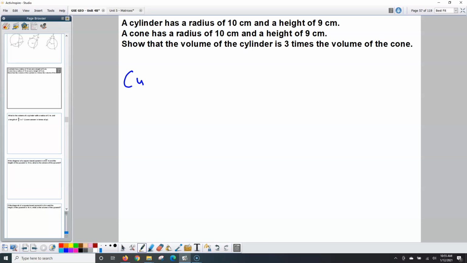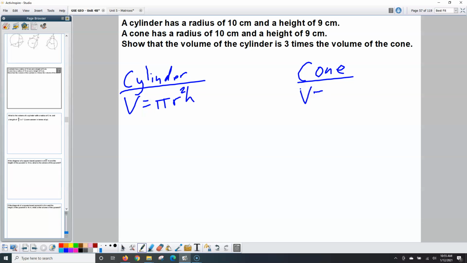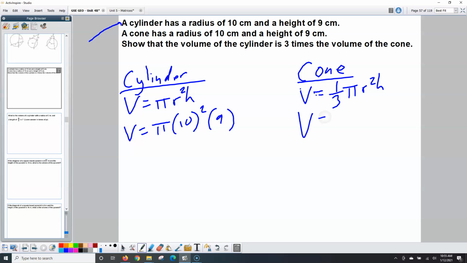So over here, I'm going to do the cylinder, and over here, I'm going to do the cone. The cylinder is volume equals pi r squared times the height. The cone is volume equals 1/3 pi r squared times the height. The cylinder up top has a radius of 10 centimeters and a height of 9. Radius of 10, height of 9. Same thing for the cone, 1/3 pi r squared times the height, which is 9.